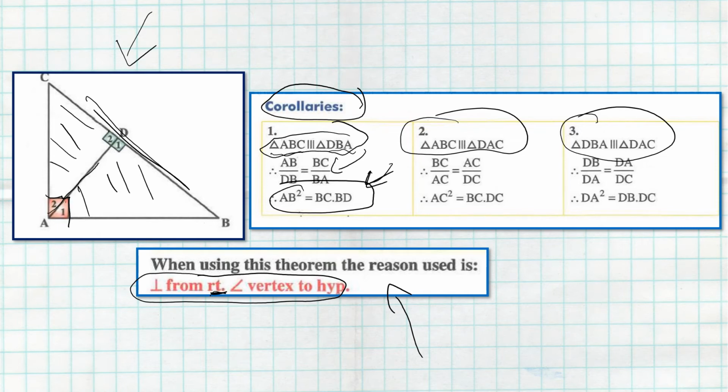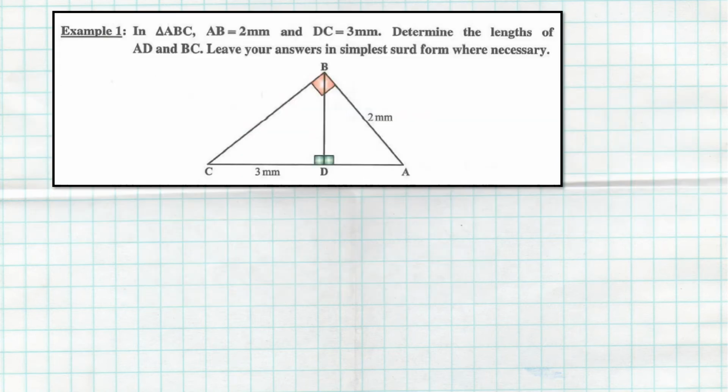Okay, let's quickly look at an example just to enhance your understanding of this. Here's an example. You are given that in triangle ABC, AB is equal to 2 millimeters and DC is equal to 3 millimeters, and they are represented there. They said determine the lengths of AD and BC. Leave your answer in simplest surd form when necessary.